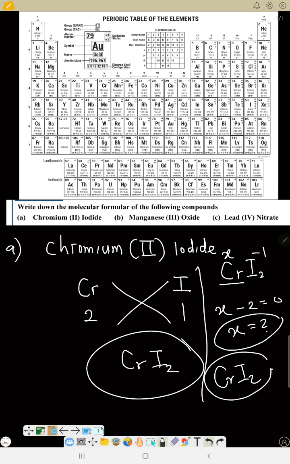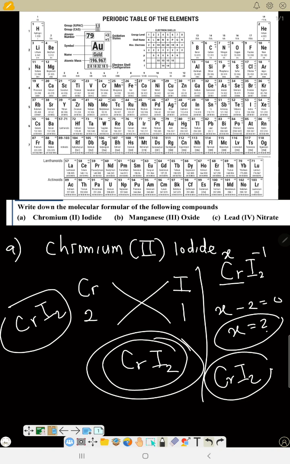So you use a Roman numeral if it's transition metal and non-metal. But let us assume this is a metal and this is a non-metal. All those subscripts do not matter. I will just say chromium iodide. But since it is a transition metal and non-metal, I need the Roman numeral. So that means this is chromium 2 iodide.